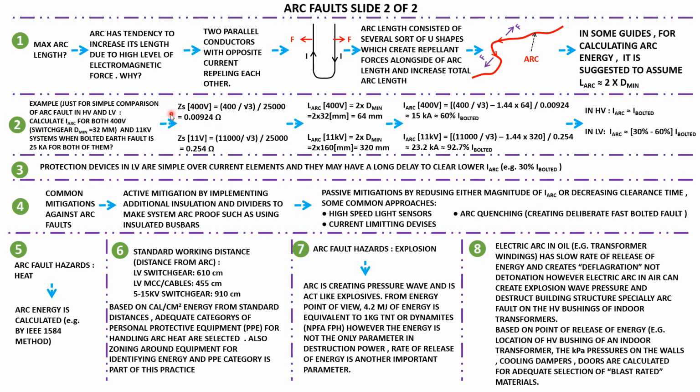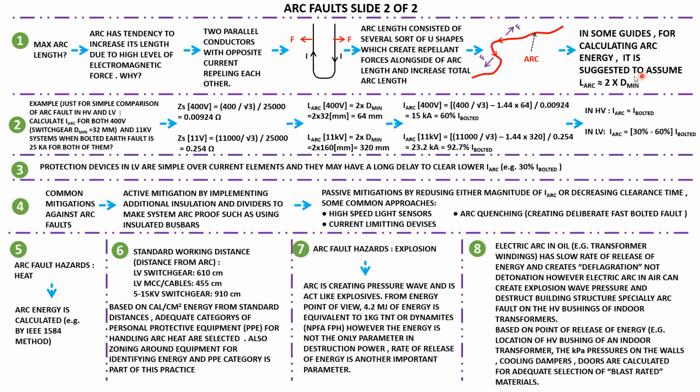So first thing, we calculate the source impedance for these two systems. In the LV system, the 400 volt phase voltage divided by 25 kA is 0.00925 ohms, and for 11 kV it is 0.254 ohms, which gives this 25 kA.